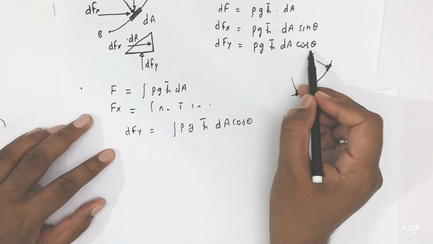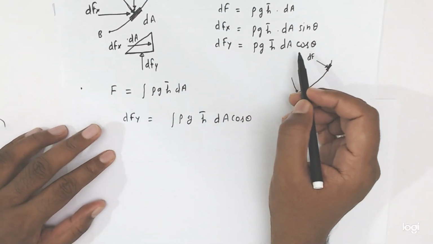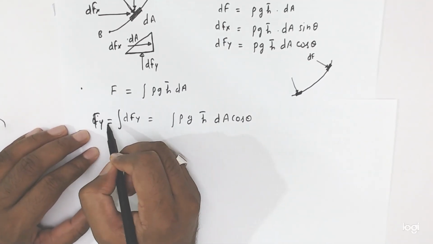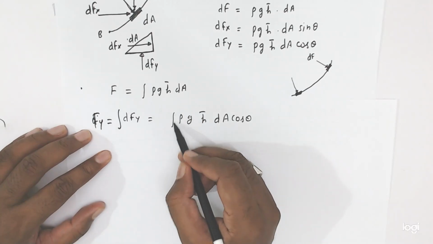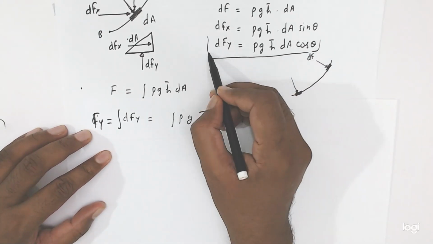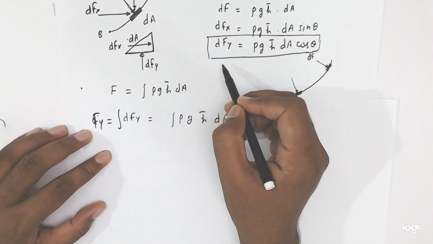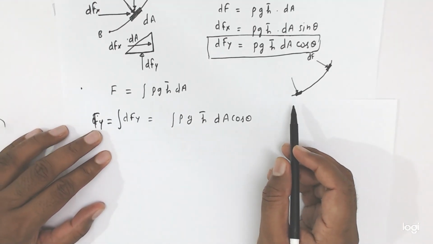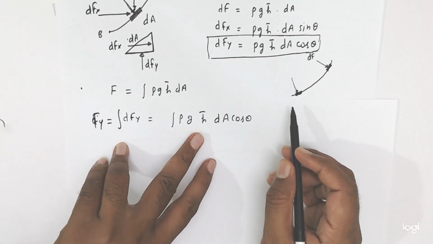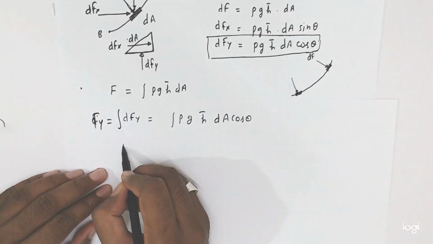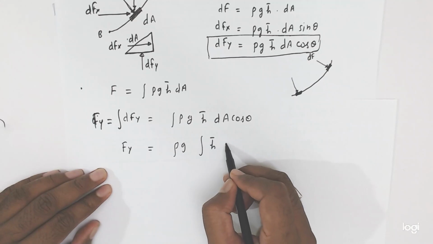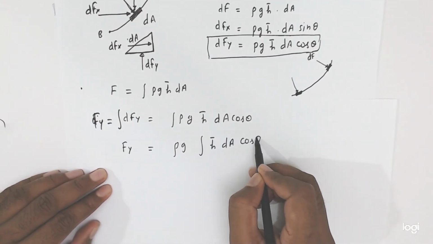dA cos theta is the vertical, sorry, this is for the total force. If you take Fy, Fy is equal to the integration dFy, equal to the integration rho g h bar dA cos theta, because the vertical force is this one. Now we are calculating the total vertical force which is working on the curved surface. So for total we will integrate here dFy equal to rho g h bar dA cos theta, or we can say Fy equal to rho g integration h bar into dA cos theta.